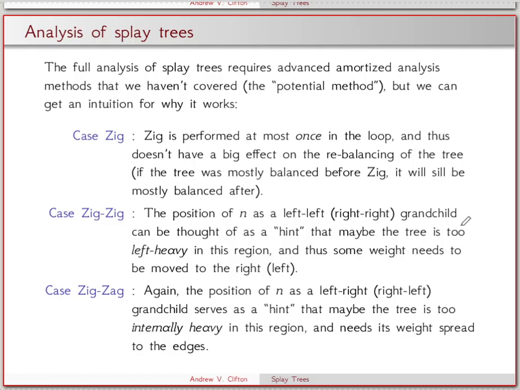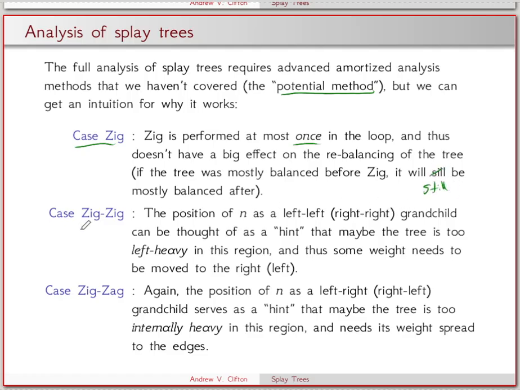Now, the full analysis of Splay trees requires fancier amortized analysis methods that we haven't covered. You have to learn about the potential method and things like that. But you can get an intuition for why it works. The zig case, we only ever do at most once. Sometimes we don't do it at all, so it doesn't have a big effect on the rebalancing of the tree.